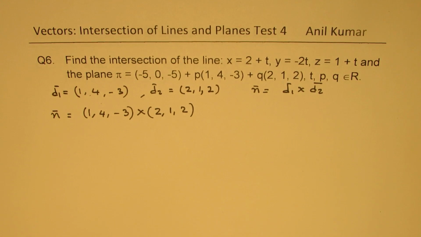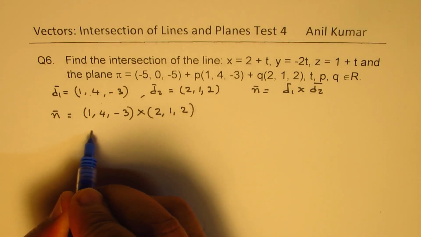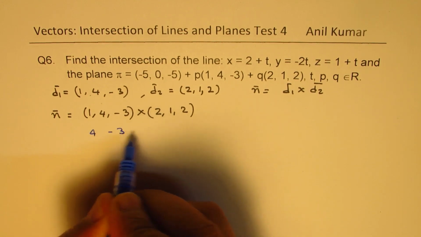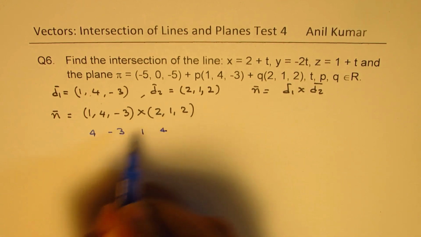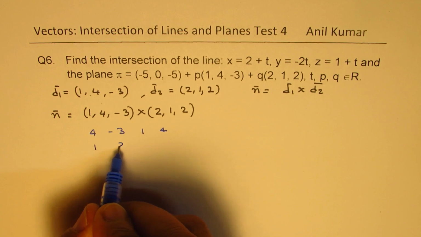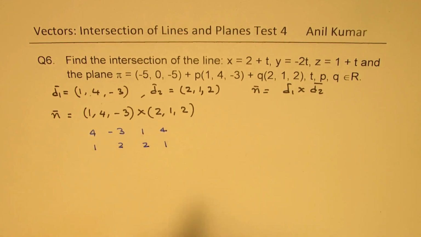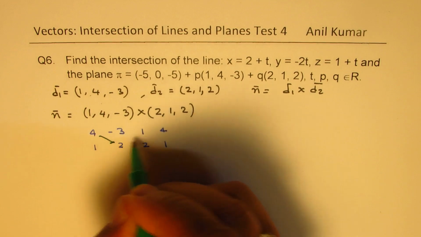So let's figure this out. We'll use this technique. We have 4, minus 3, 1, 4, and then we'll write 1, 2, 2, and 1. So these quantities will be positive, right? And the quantities in the reverse direction will be negative, right? So these will be positive.